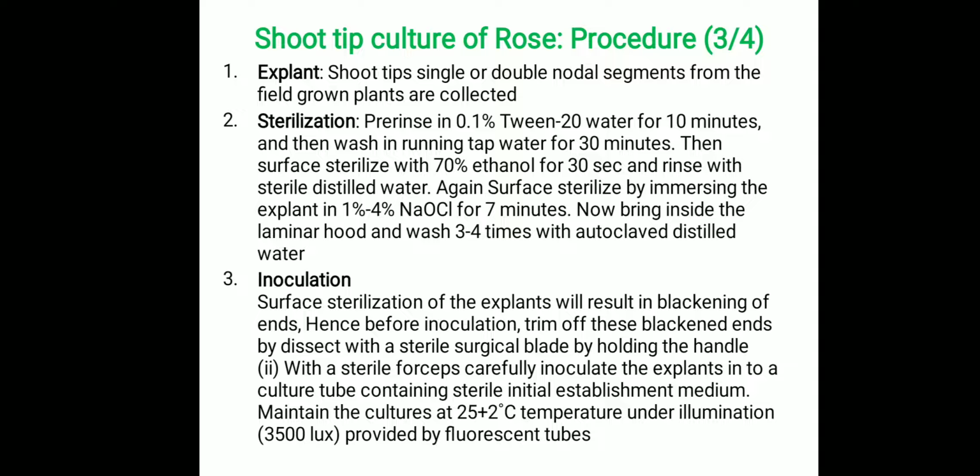Inoculation. During sterilization, the ends of the explants will blacken, so we have to use a sterile surgical knife and carefully shave off the blackened ends. Next, with sterile forceps, we have to carefully inoculate the explants into a culture tube containing the sterile initial establishment medium. After that, we culture in the primary growth room, maintaining approximately 25 degrees Celsius temperature under illumination of 16-hour light and 8-hour darkness with 3500 lux of light.